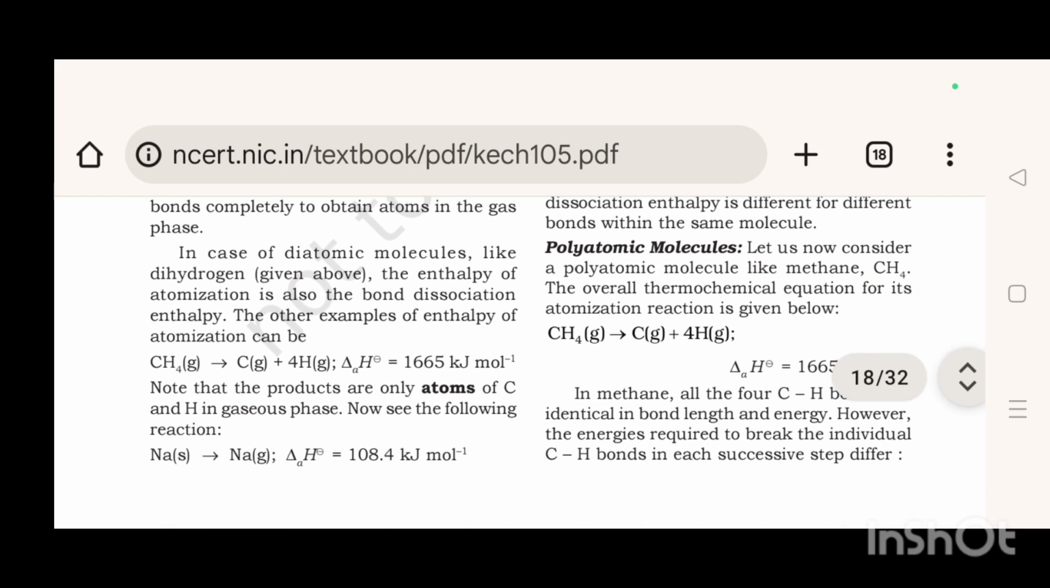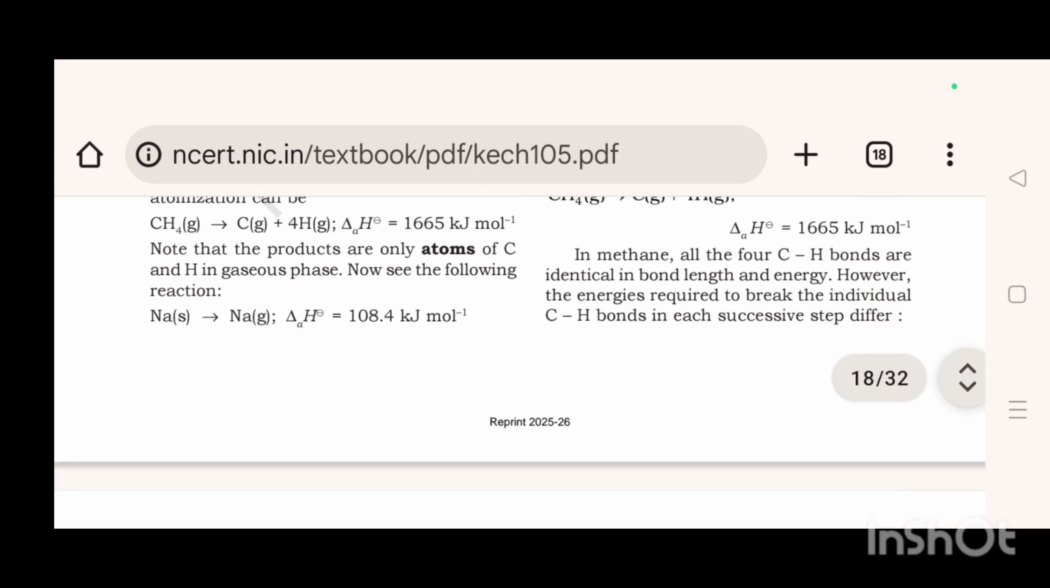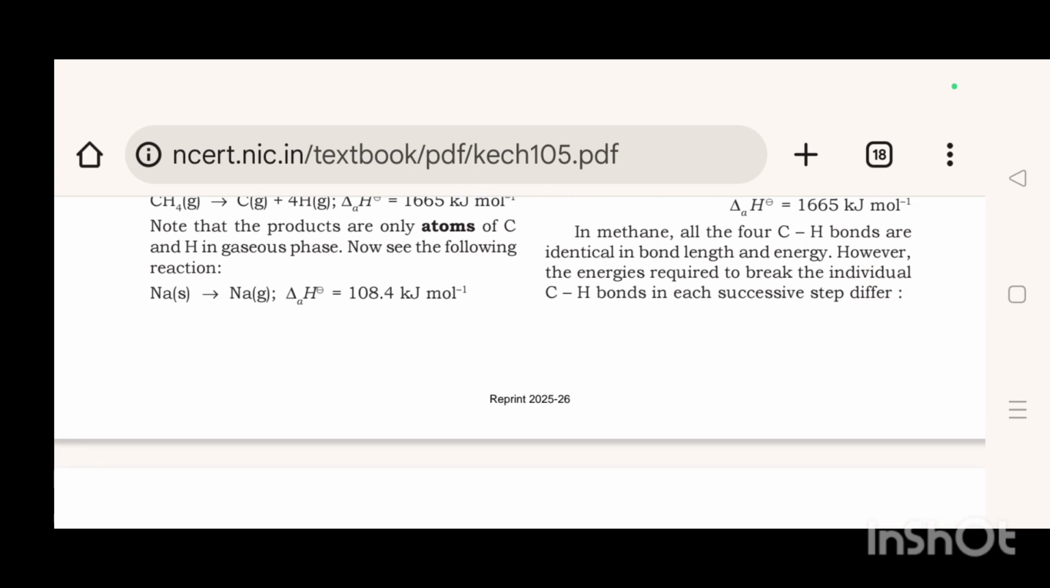Polyatomic molecule. Let us now consider a polyatomic molecule like methane, CH4. The overall thermochemical equation for its atomization reaction is CH4 gives C plus 4H, and the bond enthalpy is 1665 kilojoule mole inverse. In methane, all the 4 CH bonds are identical in bond length and energy. However, the energies required to break the individual CH bond in each successive step differ.